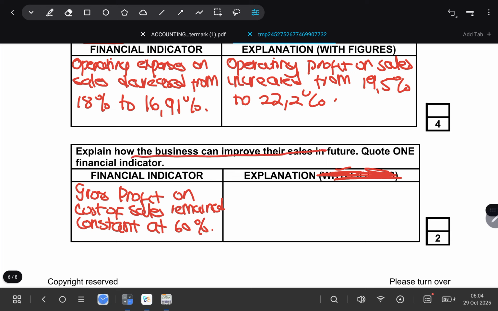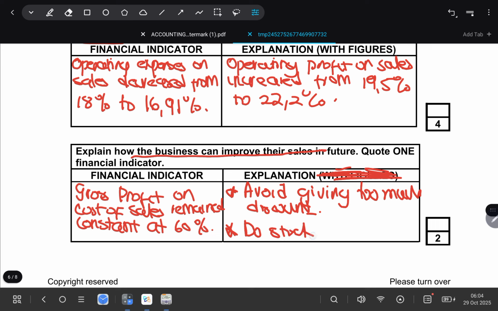Here we have quoted the financial indicator, we've shown the figure. So what can they do to improve their gross profit? Number one, they can avoid giving too many discounts, and then they can also do stock taking regularly to minimize theft. Remember, if people are stealing your stock, it means you're not going to have any stock to sell.